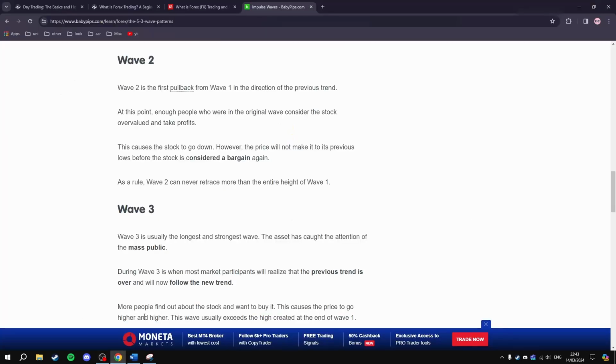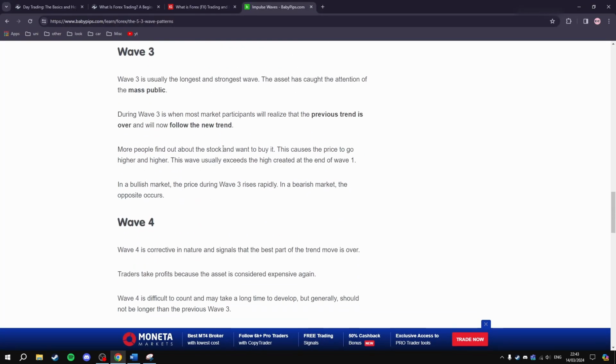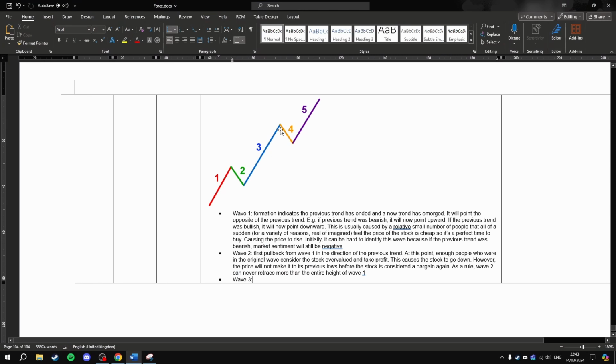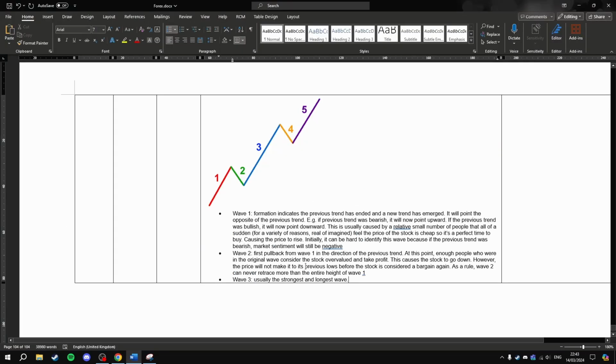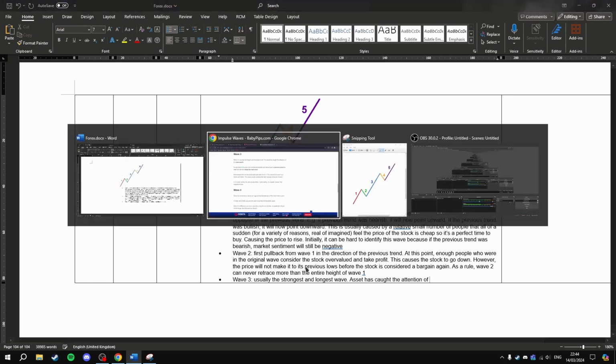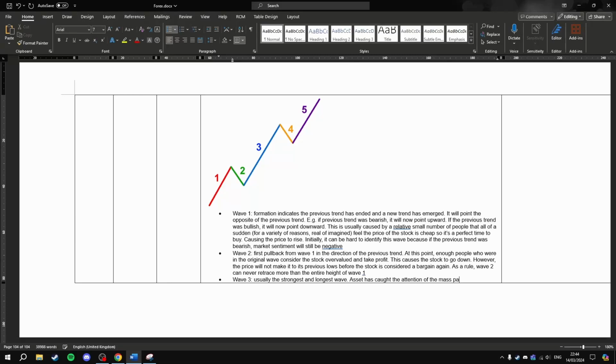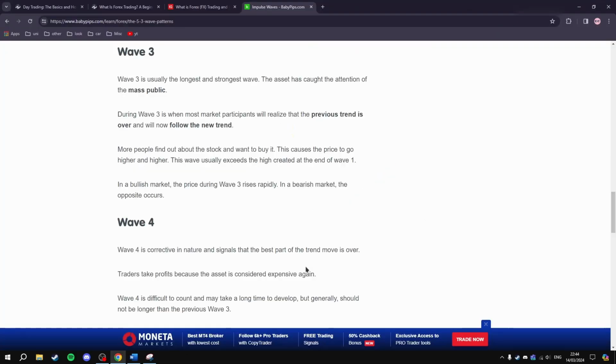Okay, wave 3. Wave 3 is usually the longest and strongest wave, so the biggest one. The asset has caught the attention of the mass public.